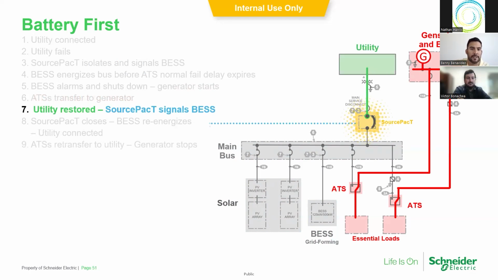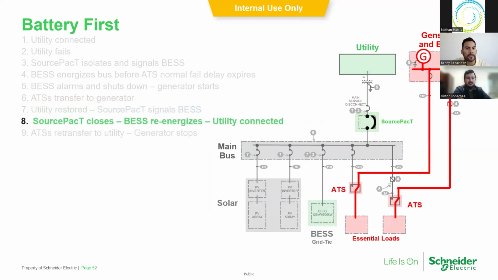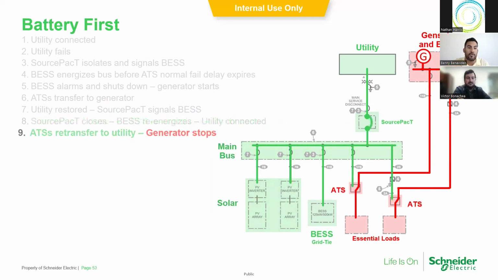Again, the key feature here is not to reconnect instantaneously when utility returns. You want to signal to the battery energy storage system that the utility is coming back online, get ready to synchronize again and operate in a grid-tied operation. Now, source pack, close that breaker. Your main bus will be energized. The inverters and the battery energy storage system will sense that the primary service is reconnected, as well as the photovoltaic system will sense that the utility has been restored. Both photovoltaic and energy storage system will operate grid-tied, and then the ATSs will transfer from generator back to utility in an open transition.